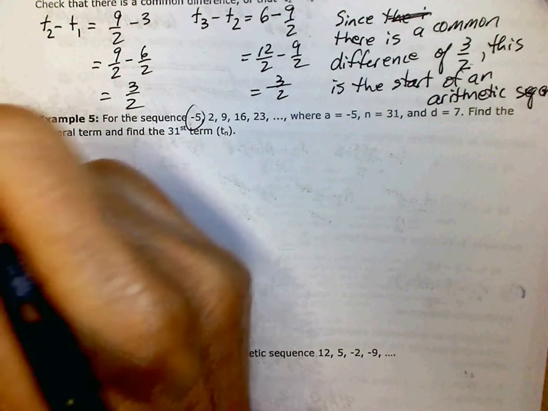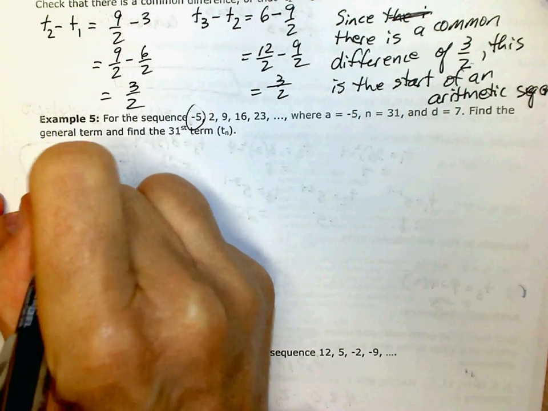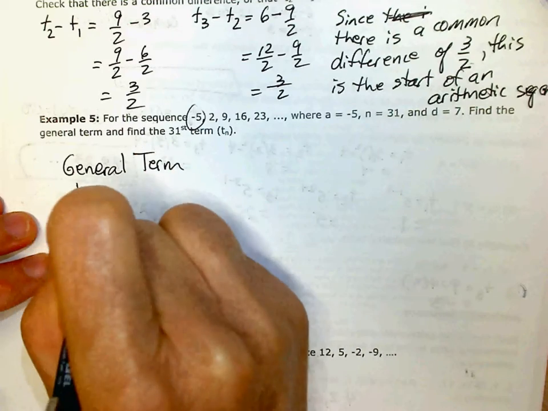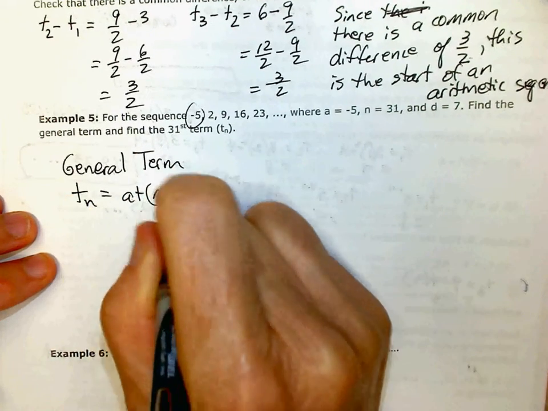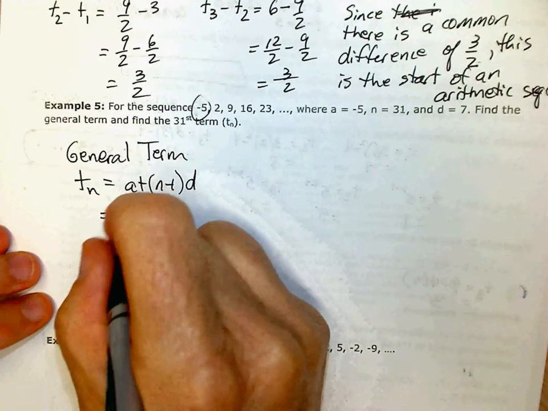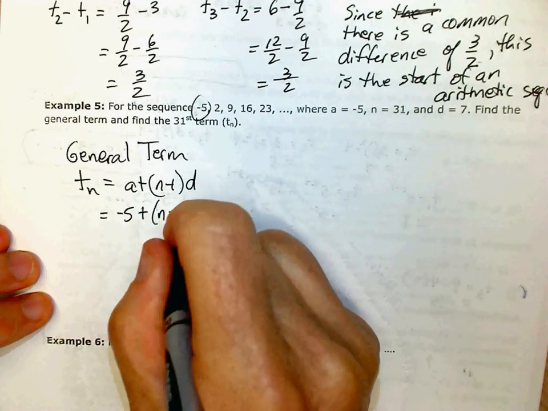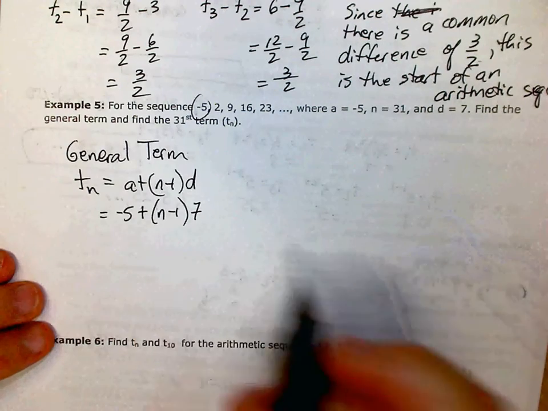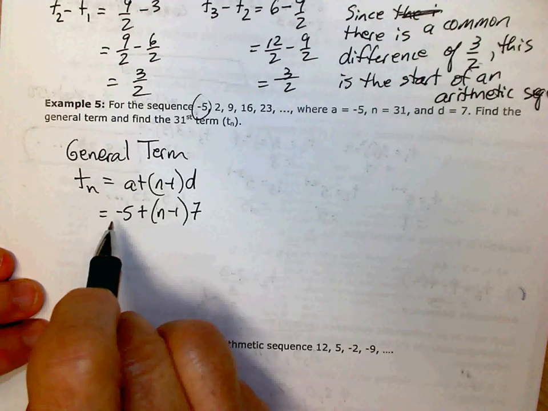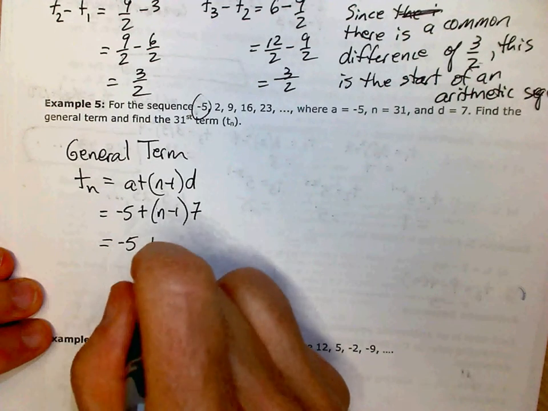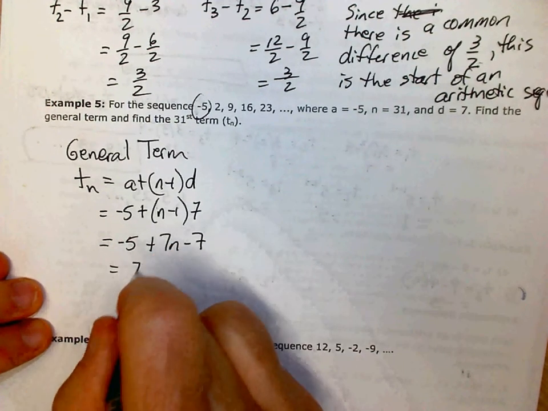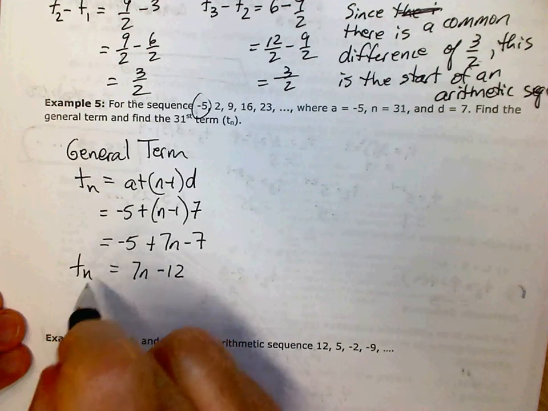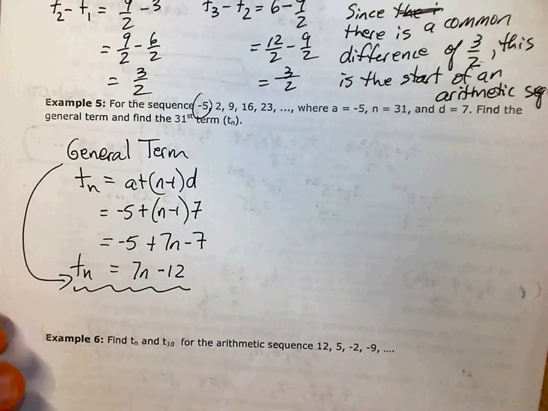Okay, first find the general term. So that's what we'll do first, the general term. To find the general term, we use the formula Tn equals A plus n minus 1 times d. So our first term is -5, and n minus 1, our common difference is 7. 7 is being added. So don't forget to simplify. You're not finished till you simplify. -5 plus 7n minus 7 is 7n minus 12. So this is our general term, right? That's what we wanted.